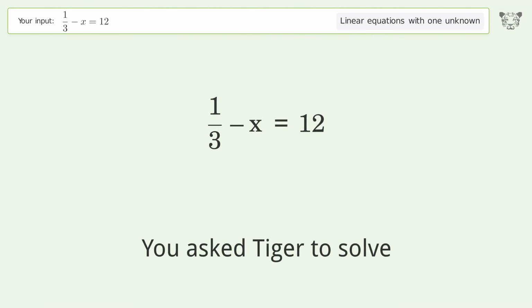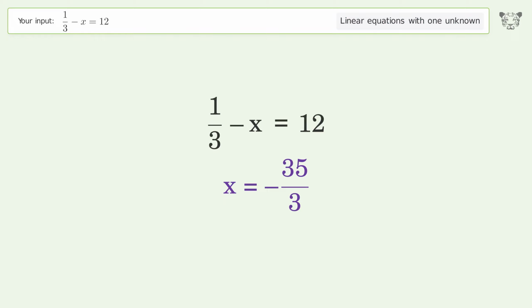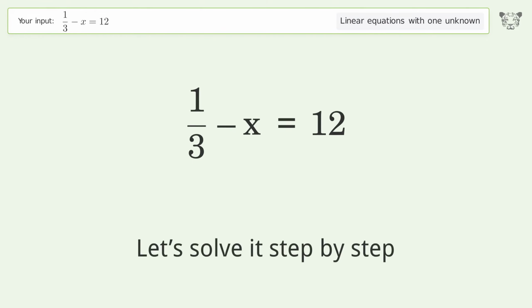You ask Tiger to solve. This deals with linear equations with one unknown. The final result is x equals negative 35 over 3. Let's solve it step by step.